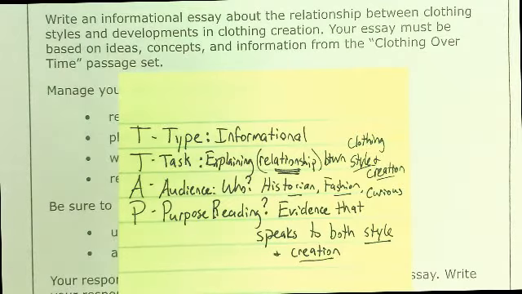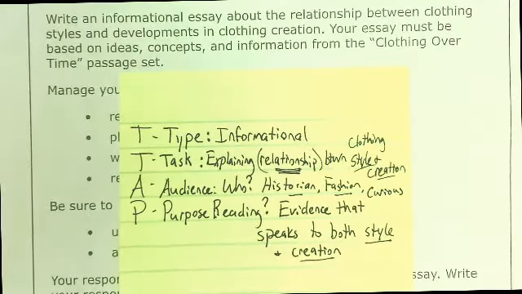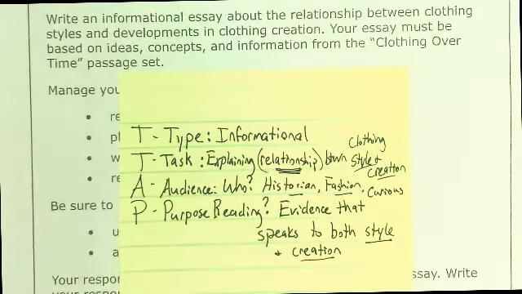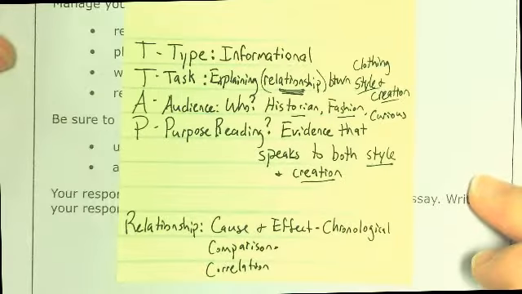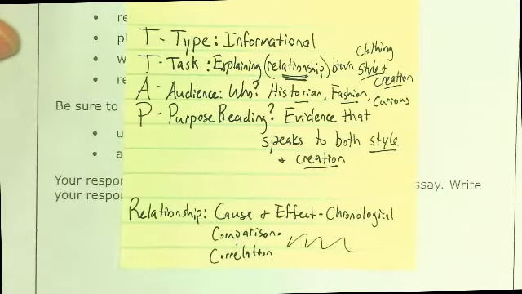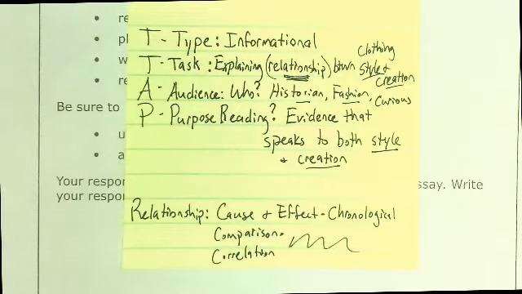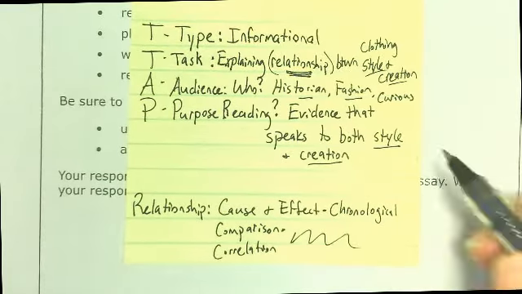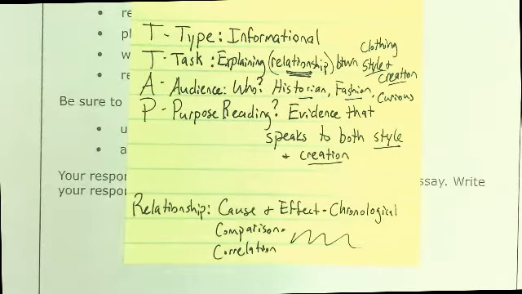And so now that I've T-tapped the prompt, I know the type of essay I've got to write. I know it's informational. I'm not arguing here. There's no one to disagree with me. I know the task. I'm trying to explain the relationship, and I know that there's several different relationships that could be happening if I've got to explain a relationship. I know who the audience might be. It could be a historian. It could be someone who's in fashion. It could be just a curious person, right? It doesn't matter, but it's got to be someone who would actually read this. And I know the purpose for reading. I've got to find evidence that speaks to style, like what kind of things were they wearing, and then creation, when did certain kinds of things start being made? All of that is going to impact my understanding of the prompt.